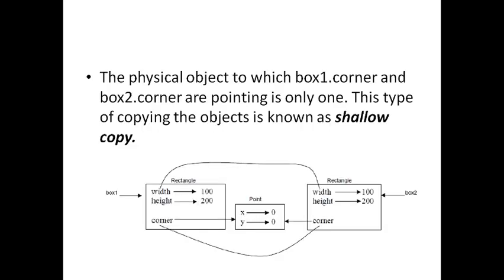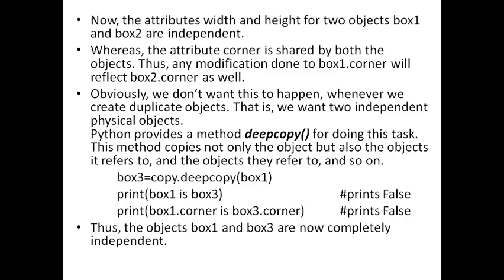So we can show that with a diagram here. This is box1 and this is box2, and this is our Point object, that is corner. In box1 we have corner, and in box2 we also have corner. All the attributes are copied to box2, but both corner objects in box1 and box2 refer to the same memory location of the Point class. Such a type of copying is called a shallow copy. So the attributes width and height for the two objects are independent, whereas the attribute corner is shared by both objects, so it has returned true there.